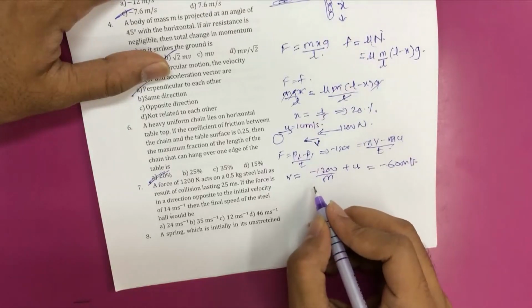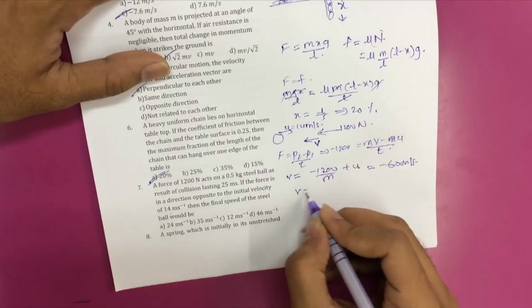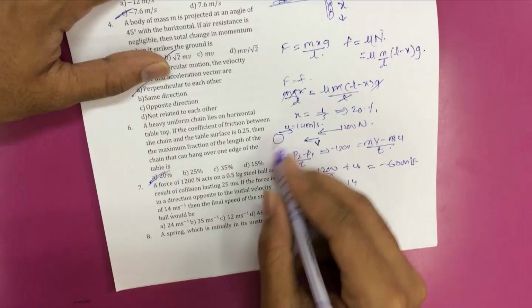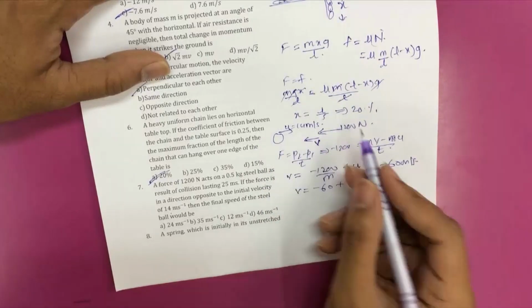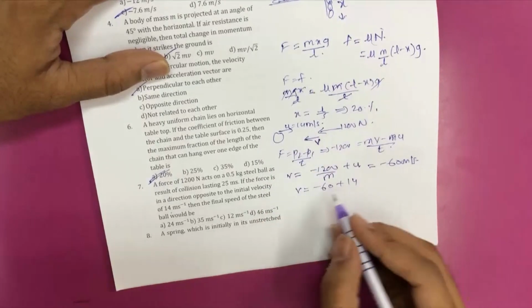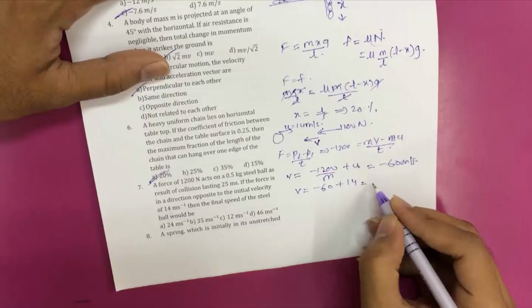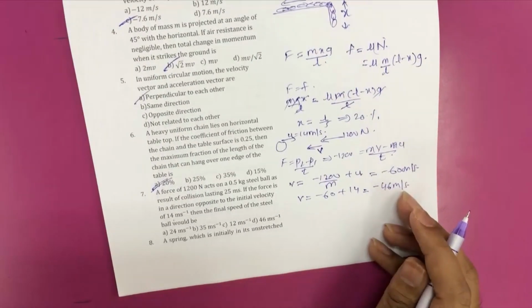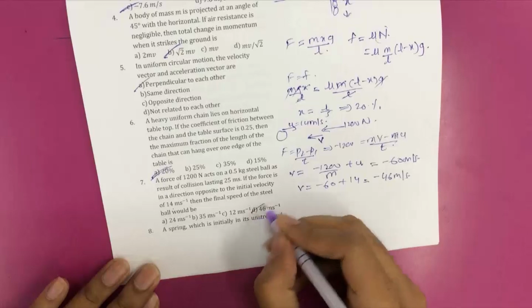So the resultant v would be minus 60 plus the 14 meters per second, that is when it is moving in this direction. So you will get the answer as minus 46 meters per second. So the correct answer here is option D.